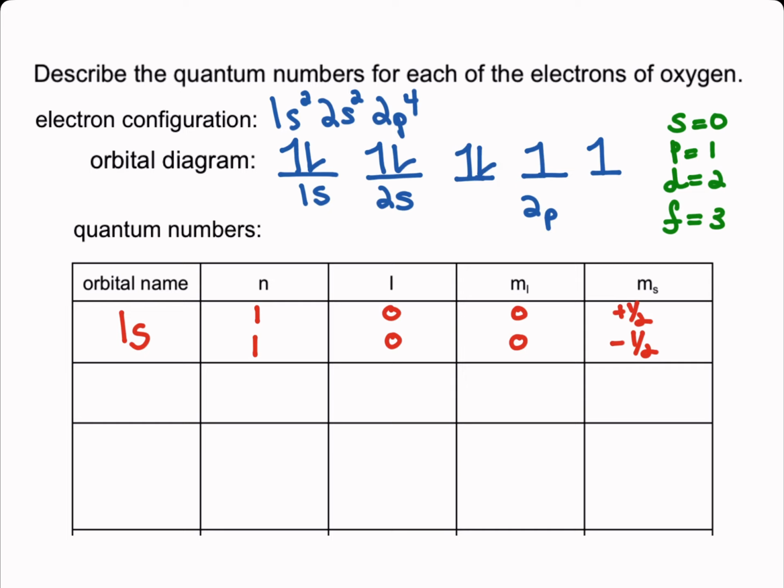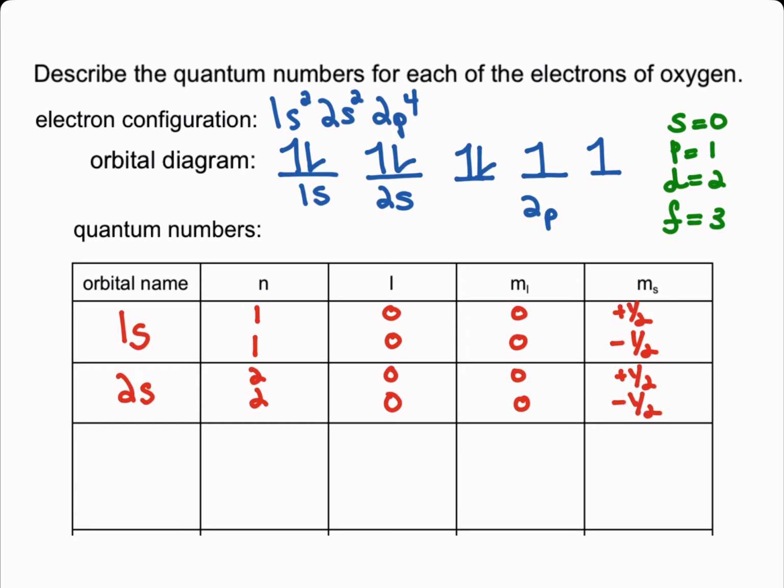So now we do the 2s. The 2s is the orbital name. There are 2 electrons in 2s, so the quantum number n for that is 2. And s has the shape of 0. And there's only 1 orbital in 2s, and that's at the 0 axis. 1 electron is spinning upward, and 1 electron is spinning downward.